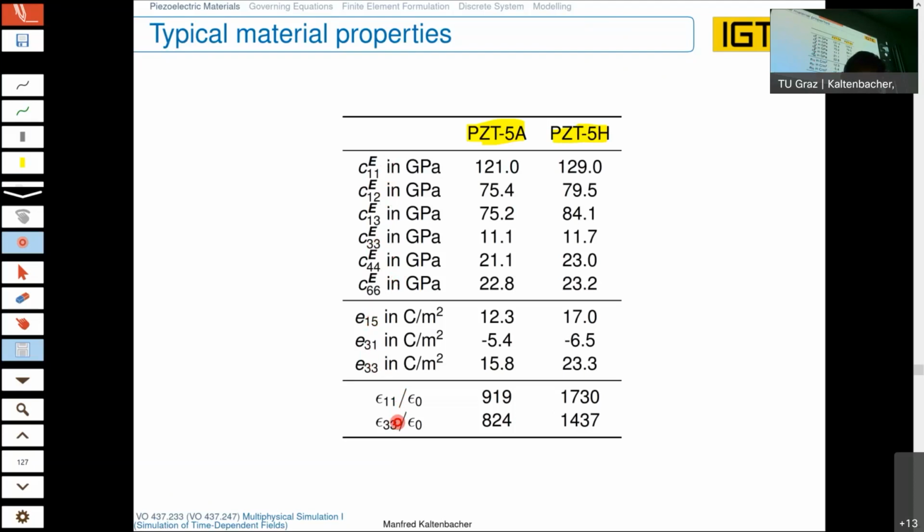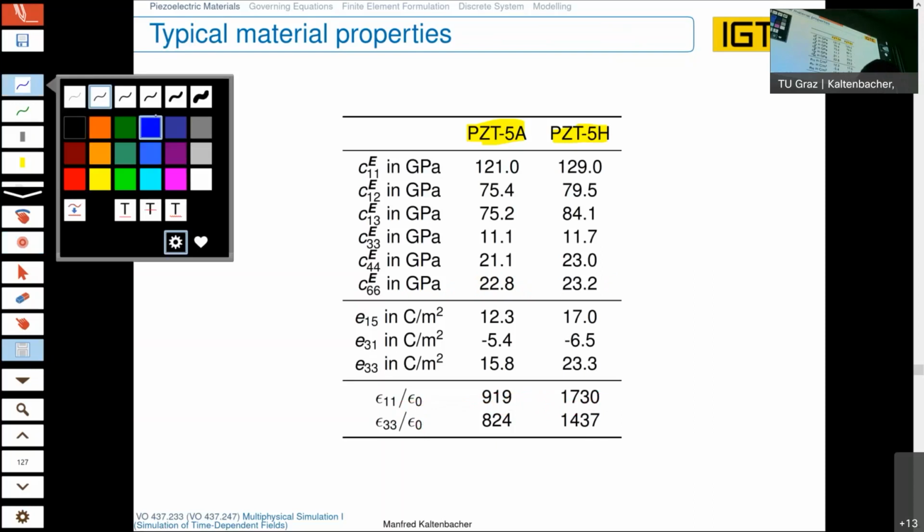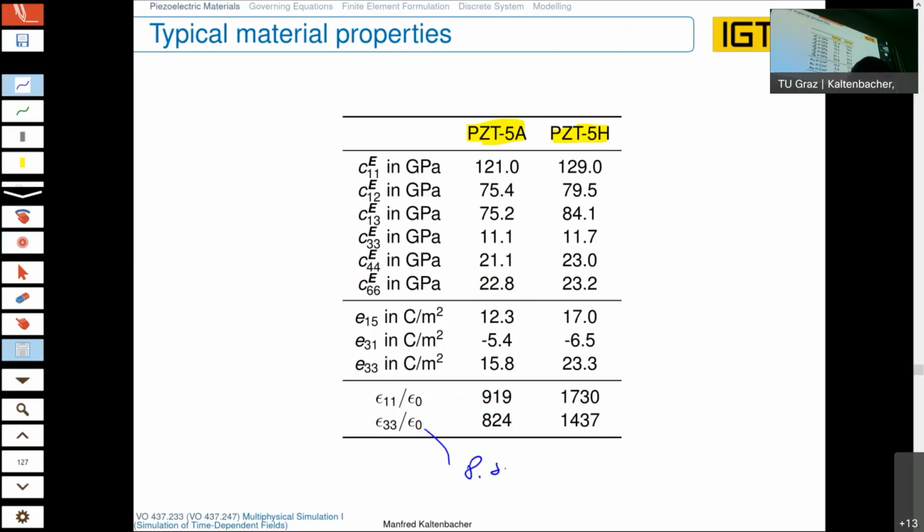And you see that they are quite different. This is gigapascal, so actually that is to be multiplied with 10 to the power of 9. And this here is just a relative permittivity. So they are actually very small because our epsilon 0, the permittivity of vacuum, is 8.854, something like this, 10 to the power of minus 12. So in this sense, quite different values for all our entries in the different material tensors.